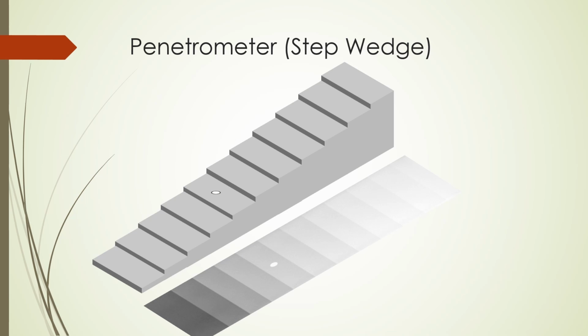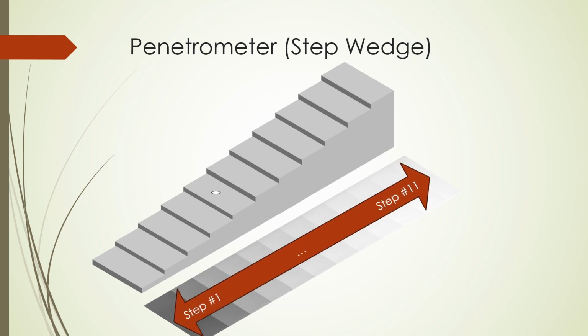Each step is progressively lighter as the aluminum becomes thicker. For this presentation, I will number the steps from 1 to 11, designating the thinnest step, or the darkest one, as step 1, and the thickest step as step number 11.